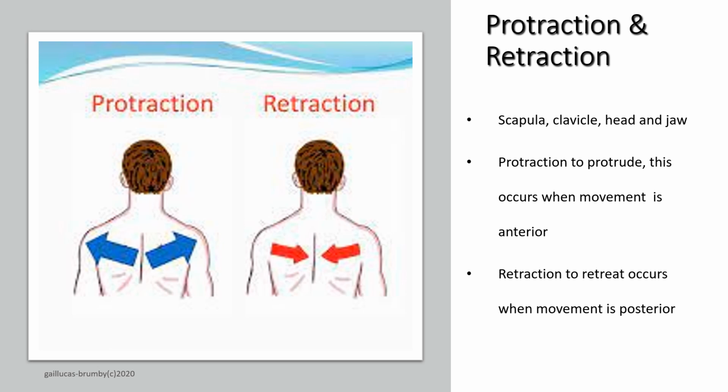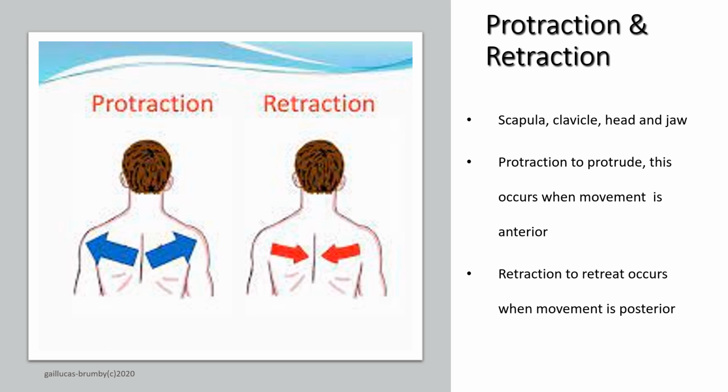Protraction and retraction normally happen with the scapula, the clavicle, the head, and the jaw. So protraction is to protrude, and this occurs when the movement is anterior. So you can bring your jaw forward or backwards. So it's a protraction if you bring it forward. It's a retraction if you bring it backwards.